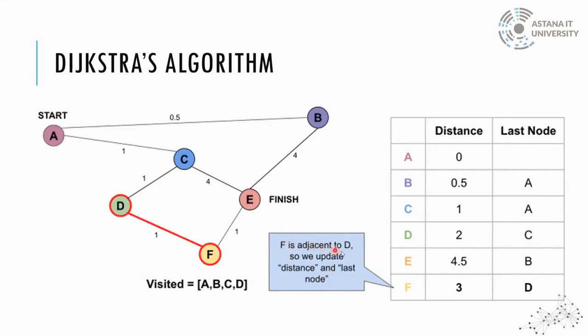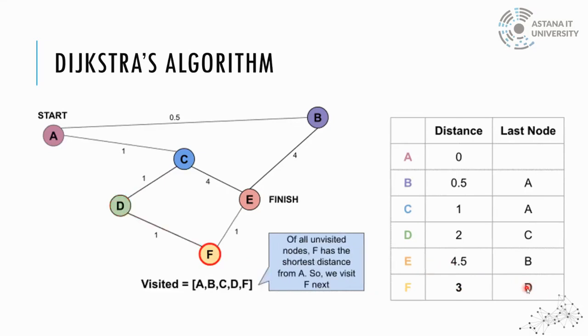F is adjacent to D. So we update the distance and last node. As you see, we've got this F here, and that is just the sum from A to C, from C to D, and from D to F. 1 plus 1 plus 1, that is 3. So we put 3 here and say that the predecessor is D.